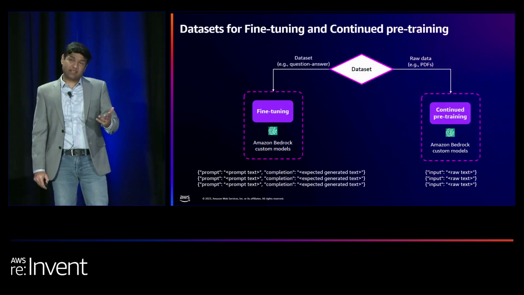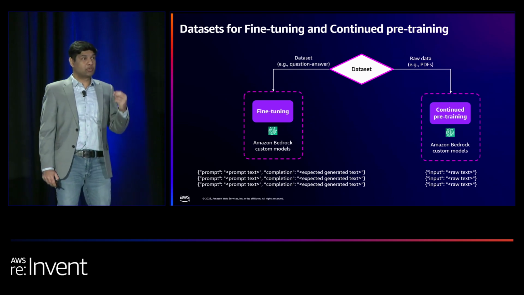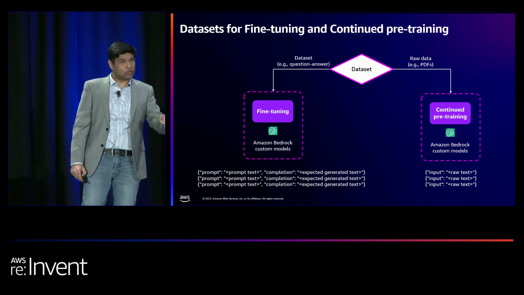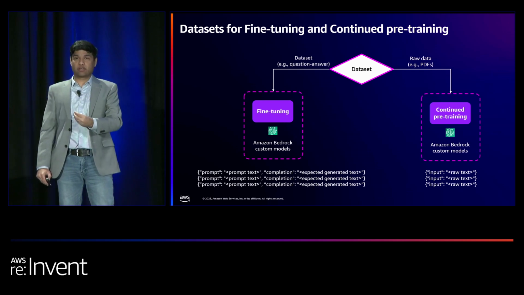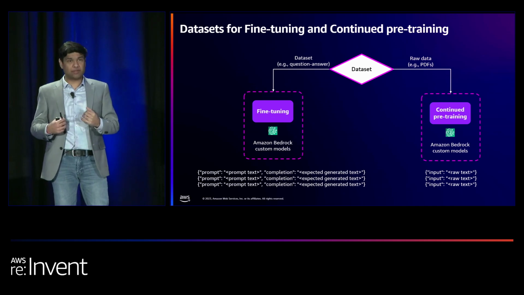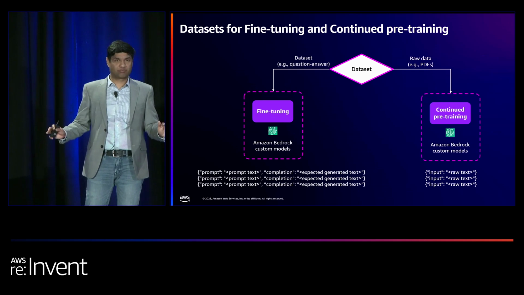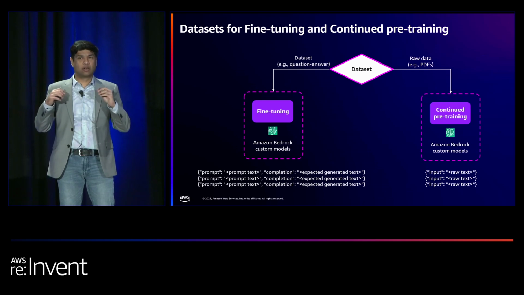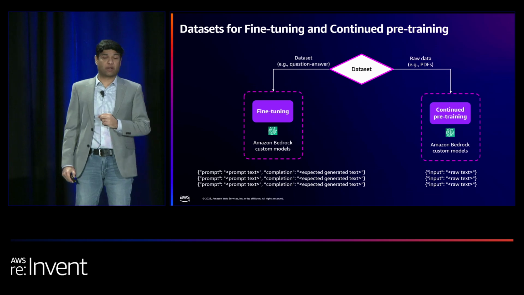So what are the data set requirements for fine-tuning and continued pre-training? For fine-tuning, you need prompts and you need completions. So you have to show the model that for a given type of input, what kind of output should be generated. And then a model generalizes it and learns from it. And for continued pre-training, you just need raw data. You just bring the raw data, which has all your documents or any other libraries, and train the model using continued pre-training.